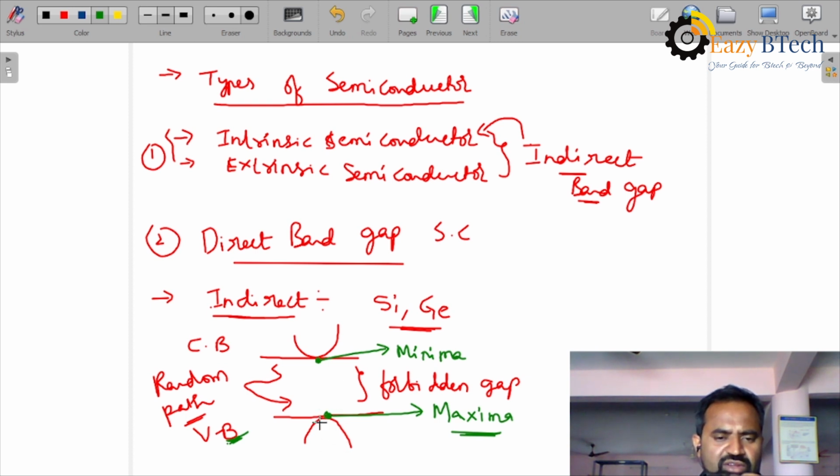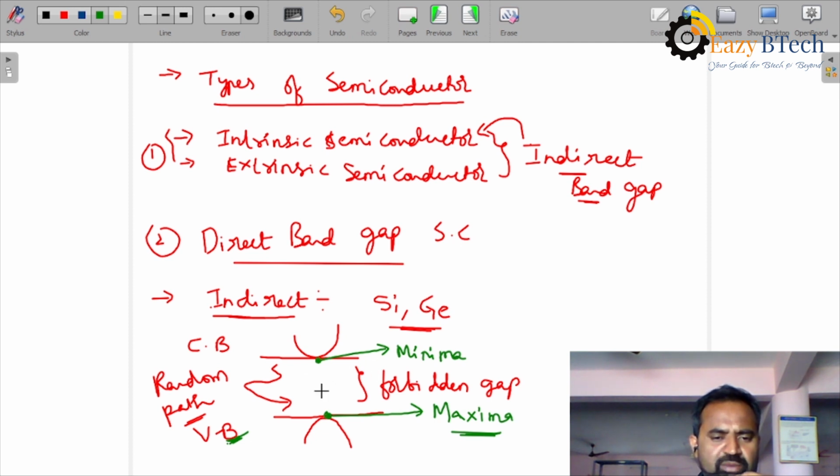The conductivity of a semiconductor: when an electron from the valency band reaches the conduction band, then the electrical character, the conductivity of the semiconductor, can exist. Otherwise it falls under the category of insulator. If an electron from the valency band moves into the conduction band, then the conductivity can take place.